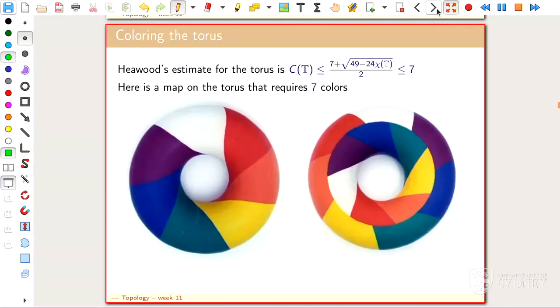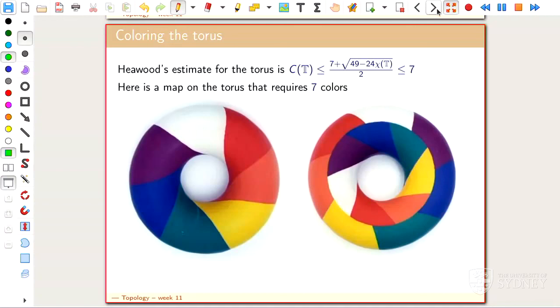So here are 2 examples of maps. The first one is a little bit easier to see. It kind of wraps around and every country touches the other one. So there are a lot of those kind of funny countries running around, and you have 7 of them. So you need 7 colors. The second one is a bit more difficult, but I have a better picture in a second for you.